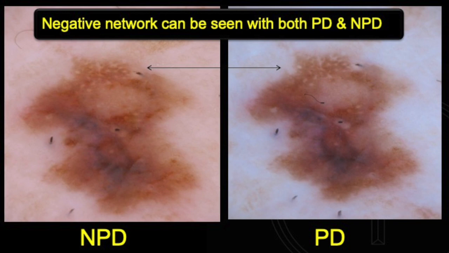What, by the way, does the negative network correspond to in terms of diagnosis in melanoma? For whatever reason, we don't know, it corresponds to melanoma arising in a nevus. So when you see a melanoma with a negative network, very often there will be nevus cells, right?